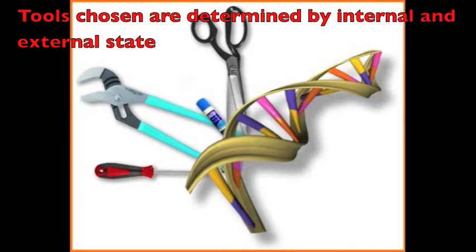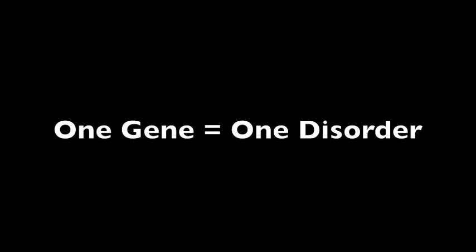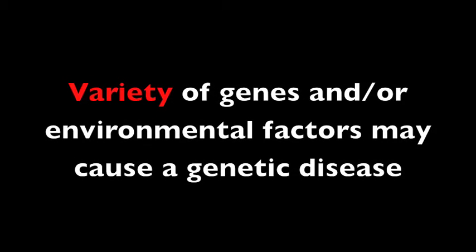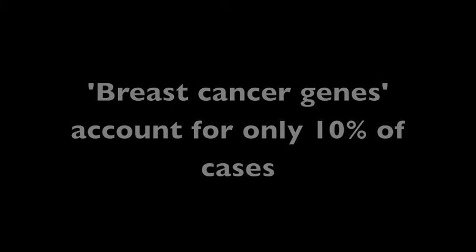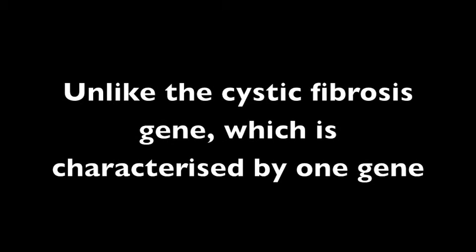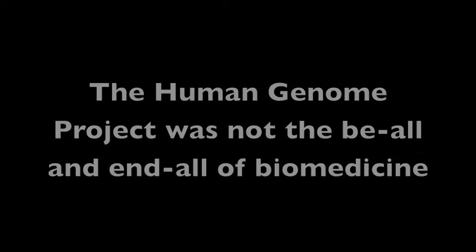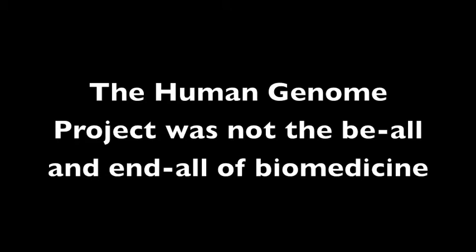the environment around them. Similarly, the understanding of genetic disorders had previously been that it was one gene to one disorder. Yet now it is known that a variety of genes or environmental factors may affect the prevalence of a genetic disease. For example, the identified breast cancer gene accounts for only 10% of cases, unlike cystic fibrosis, which is characterized by one gene and is therefore less complex. Having the genome sequence does not necessarily guarantee that effective treatments will be developed, though it is one step closer to doing so.